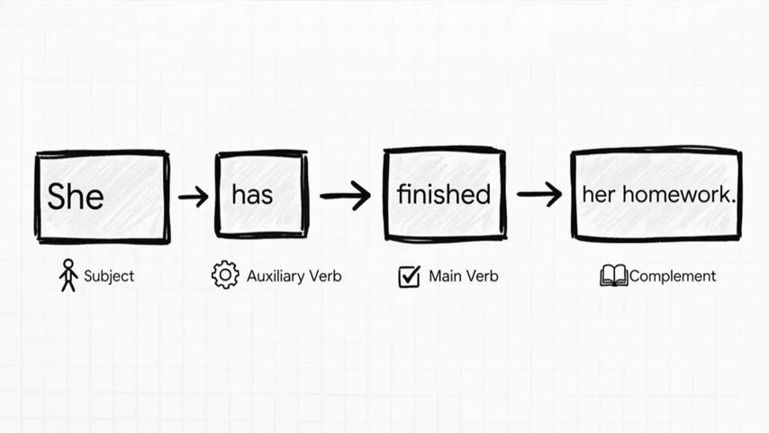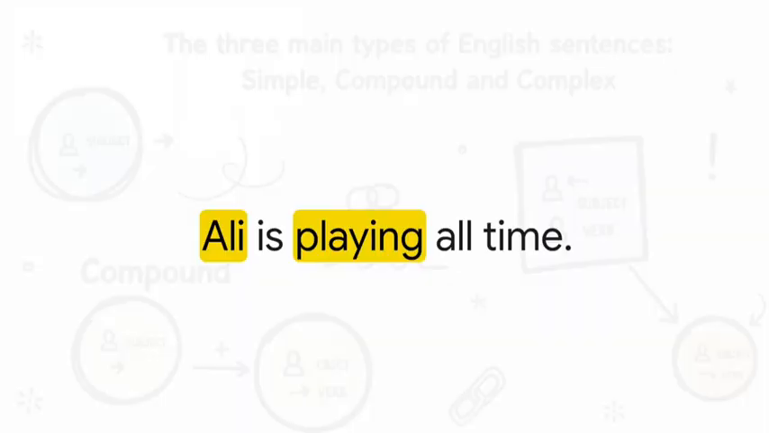Let's see how this works in a real sentence. She has finished her homework. Here, she is our subject. Has is the helping verb, and finished is the main action. And her homework? Well, that's just the rest of the story. See? Simple. And here's another one, this time with a name.